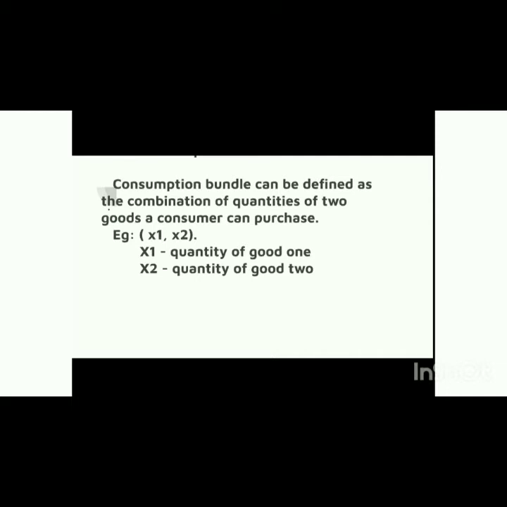For example, the bundle X1, X2. X1 indicates the quantity of good 1 and X2 indicates the quantity of good 2. The X1 X2 combination is the consumption bundle. We also learned the budget set.